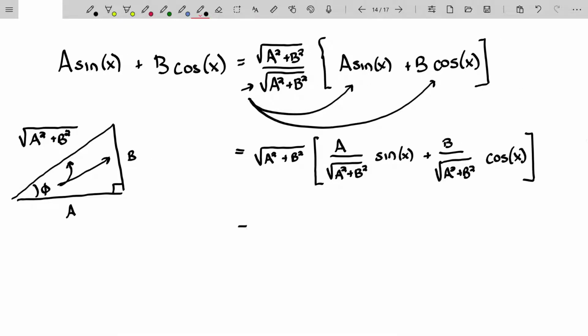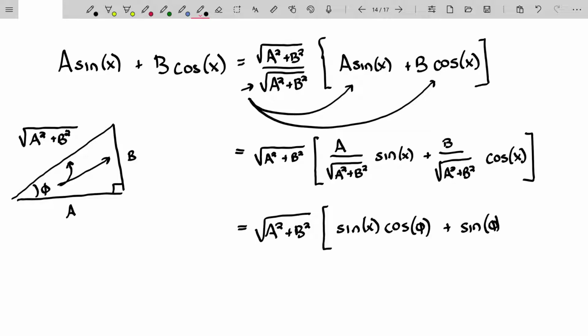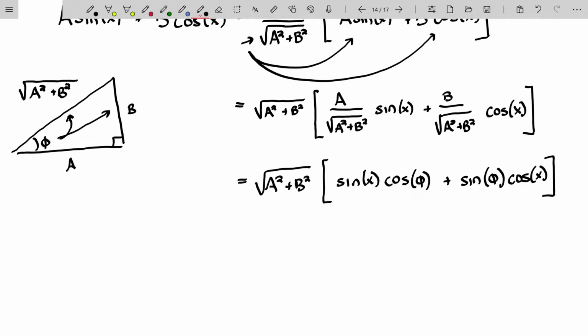And so therefore, this is equal to the square root of a squared plus b squared times the quantity, I will call this sine of x times cosine of phi plus sine of phi cosine of x. Oops, parenthesis got a little bit mashed up there. Times the cosine of x. There we go. And that we can compress down into a single statement. This is square root of a squared plus b squared times the sine of x plus phi.